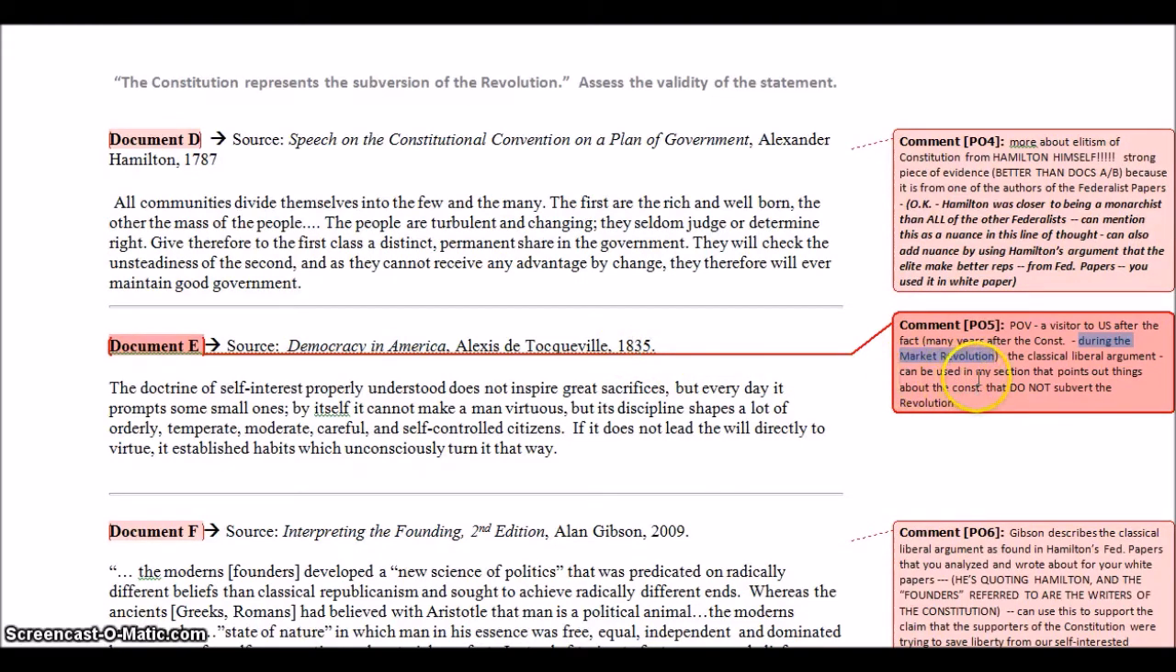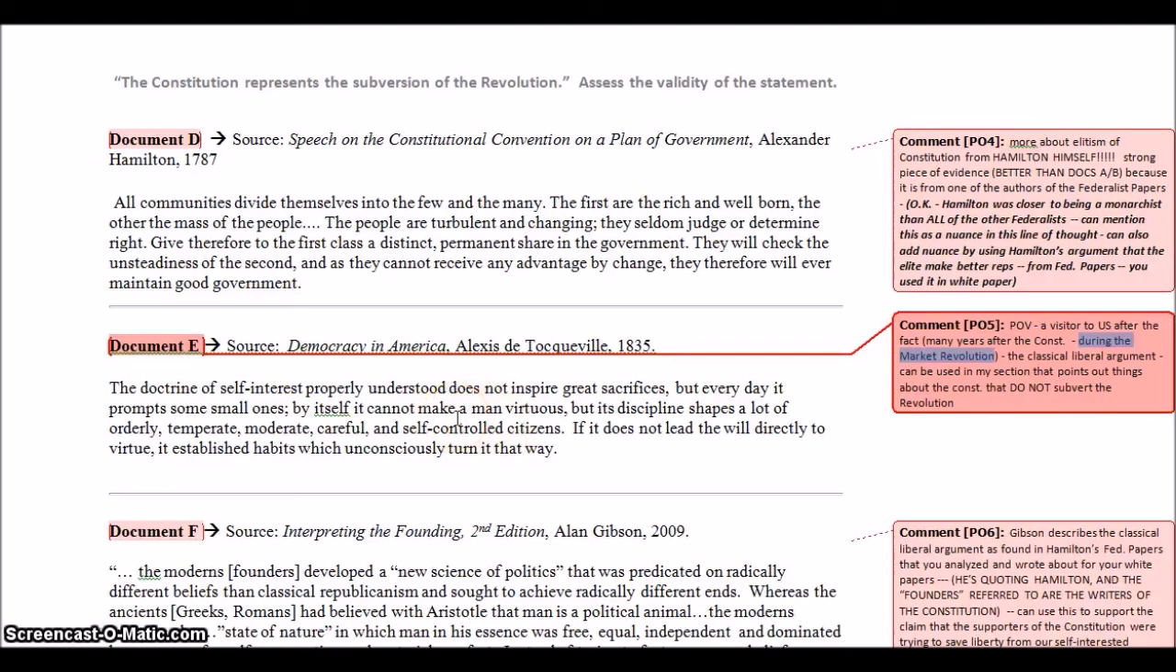All right. So again, this is the classical liberal argument, and I can use this in a section that points out things about the Constitution that do not subvert the revolution. All right. That it creates virtuous habits without the person actually being virtuous. All right. So in the end, it creates the same thing, basically, is what the Federalists would argue.